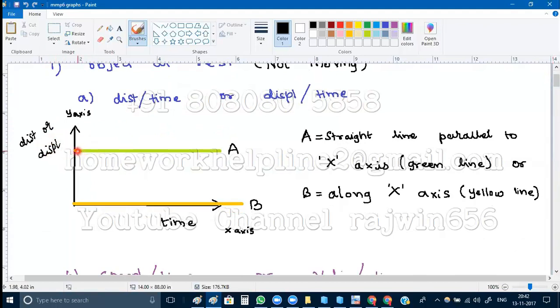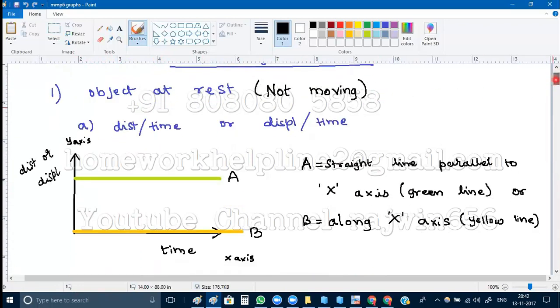Here, the green line that is there is parallel to the x-axis. So this is a straight line parallel to x-axis, or this is the line that is coinciding with the x-axis. It means at all these points, as the time progresses, the distance is not changing. This is the graph for the object that is at rest, that is, it is not moving.